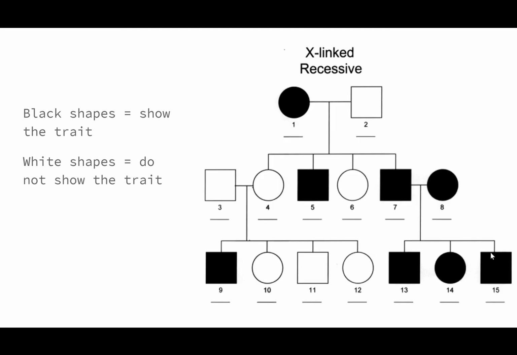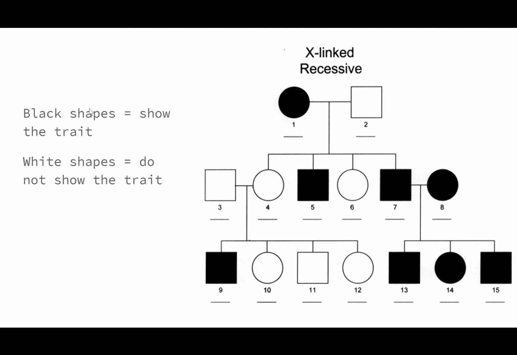Now this is a new type of trait, and so you want to make sure that you're paying attention to what kind of trait it is. Because the previous one was autosomal dominant. But now we're talking about an X-linked recessive trait. So it's not going to be on that first 22 pairs. It's on the X chromosome, and the trait is recessive, not dominant.